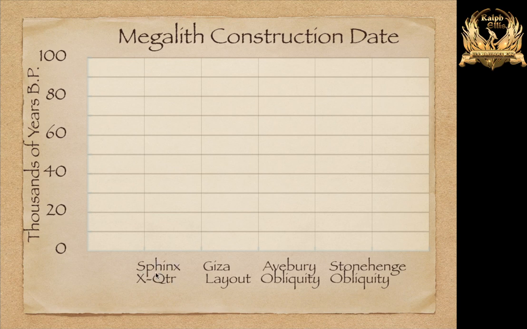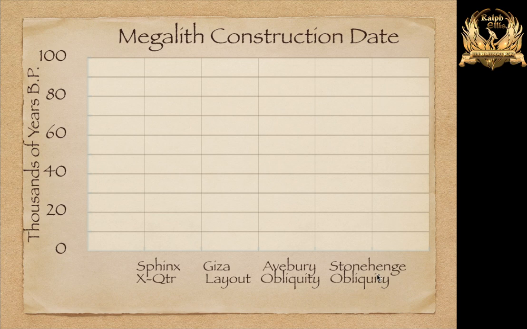We have the Sphinx cross-quarter date. That's the Sphinx looking at the rising of Leo. We have the Giza layout date, where we have that image looking above at Giza and Dashur. We have the Avebury obliquity, where we have Avebury as an image of the Earth tilted over at 22.5 degrees. And we get Stonehenge obliquity here, where we get those precessional circles to the north and south of Stonehenge, which are 22.5 degrees wide, indicating an angle of obliquity of 22.5 degrees.